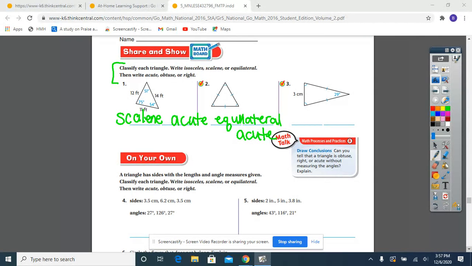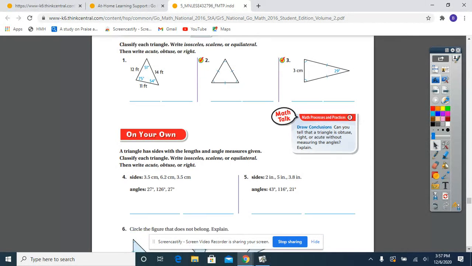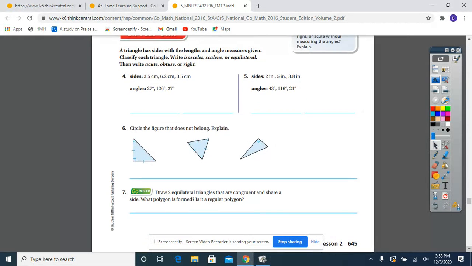Okay. We're going to skip down to number 4 to look at this problem. So these problems, number 4 and number 5, basically are not giving you pictures, which is okay. We always just look at the measurements anyhow. Okay, so it says classify each triangle, write isosceles, scalene, or equilateral, then write acute, obtuse, or right.